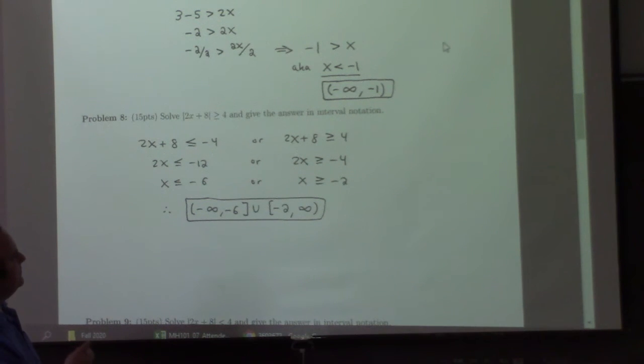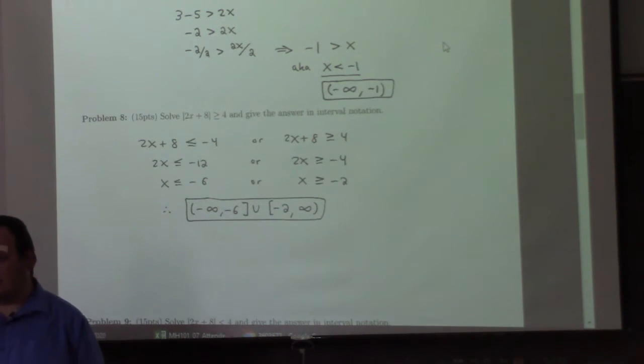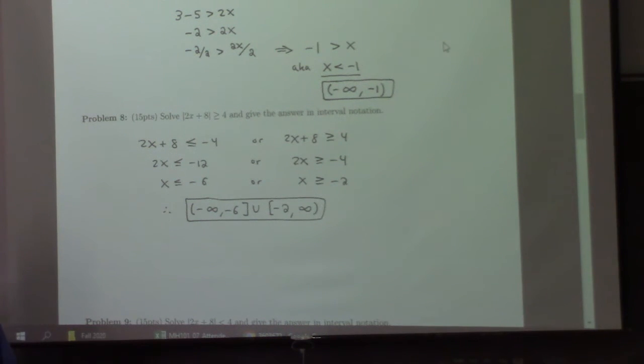And then what do I have? I divided by 2. Dividing by 2 is dividing by a positive quantity. That does not change the inequality. It's still greater than. So we have minus 1 is greater than x. For whatever reason, I do better writing that as x is less than minus 1. And so in interval notation, that means minus infinity to minus 1.